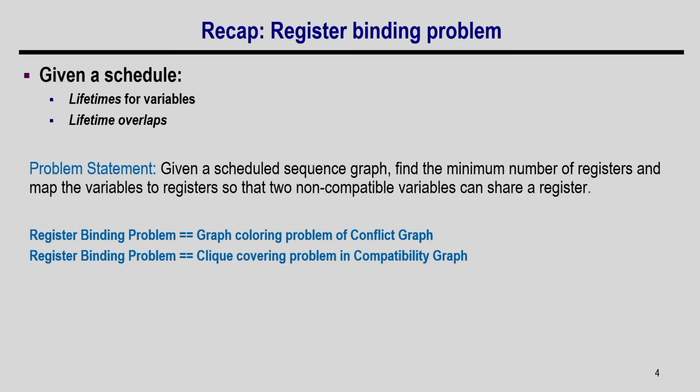In the previous class we saw that mapping variables to registers is a problem which can be solved either by the graph coloring problem of a complete graph or the clique partitioning problem of a compatibility graph. The objective is that we identify the lifetimes of the variables, and if two variables have non-overlapping lifetimes, they can share the same register, they can be stored in the same register. So, this is what we have seen.